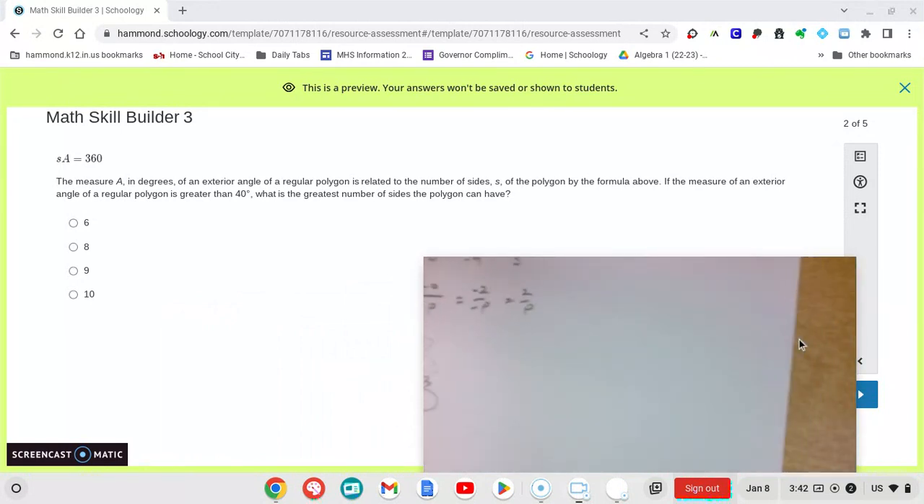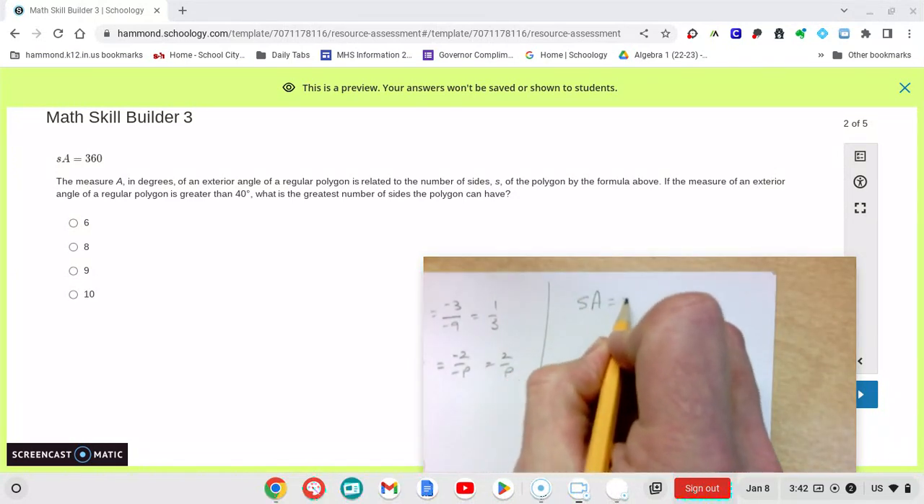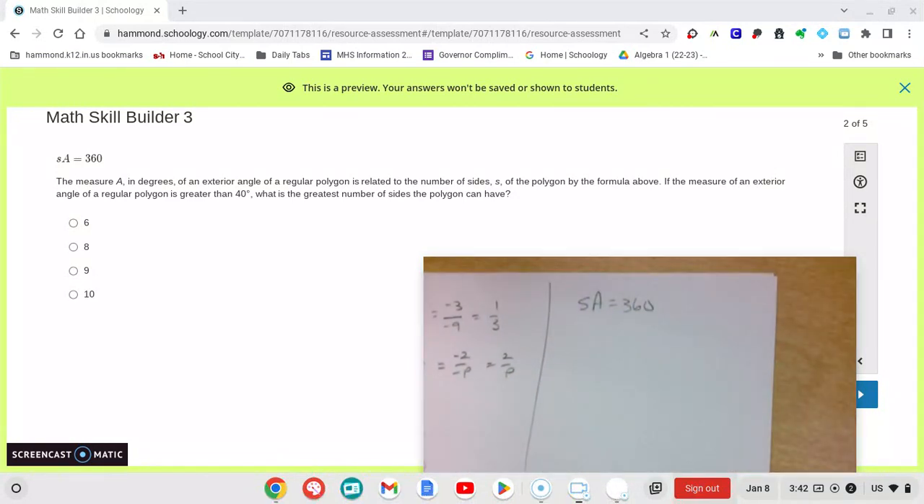All right, let's see what we've got next. We're given this formula: S times A equals 360. And what we're told is that if I have a measure of an exterior angle of a regular polygon, measured in degrees, and we'll call that A, there's a relationship with the number of sides, which we'll use S to stand for. So the number of sides times the angle measure of one exterior angle equals 360 degrees.